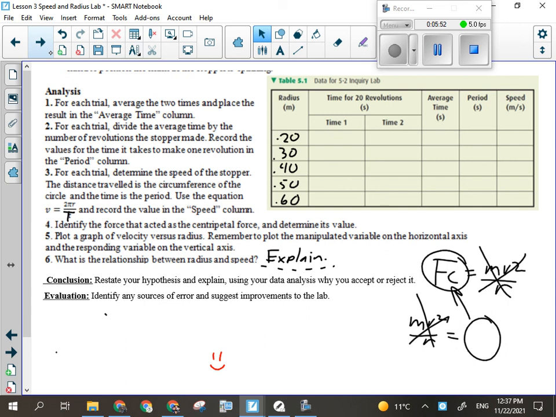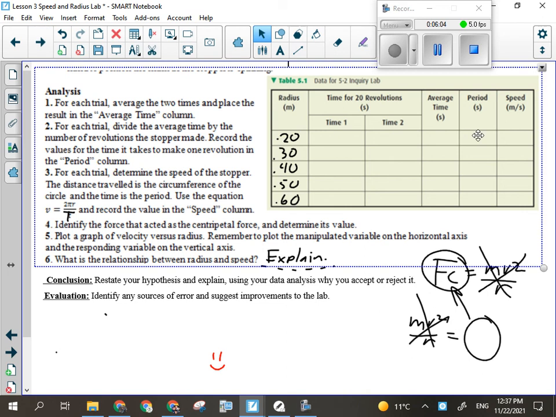Okay. How many revolutions did we time? 20. So you have the time for 20 revolutions. Period is the time for 1 revolution. So if you take the time for 20 and divide by 20, you'll get the time for 1. Everybody follow me? Okay, that's what period is. Then you calculate your speed using v equals 2 pi r over t.